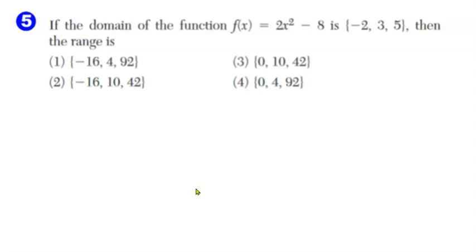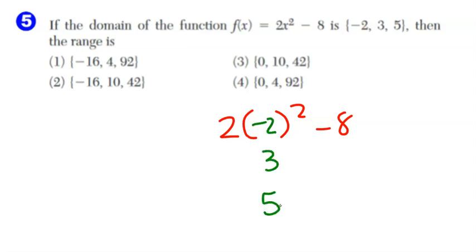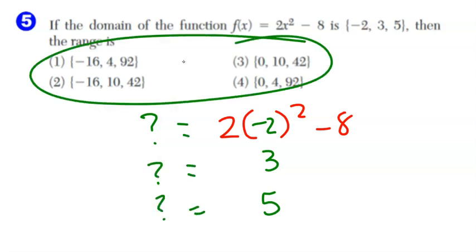Question number 5 asks us if the domain includes these three values, then what is the range? A range is an output. So if I were to enter into this function the value -2, and then the value 3, and then the value 5, what would be the outputs? And those three outputs are what's going to determine our range.